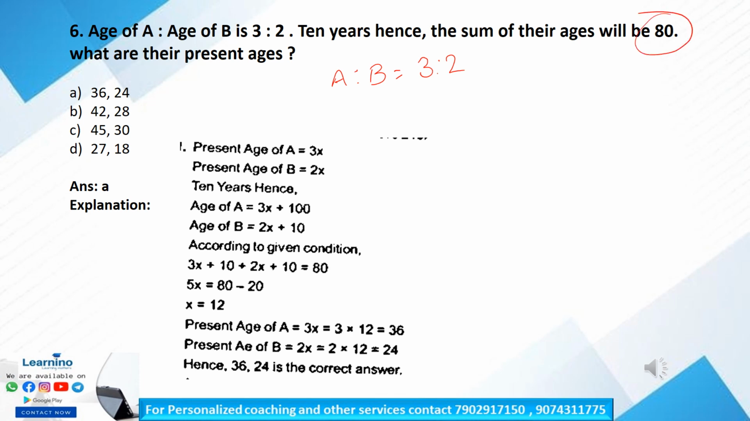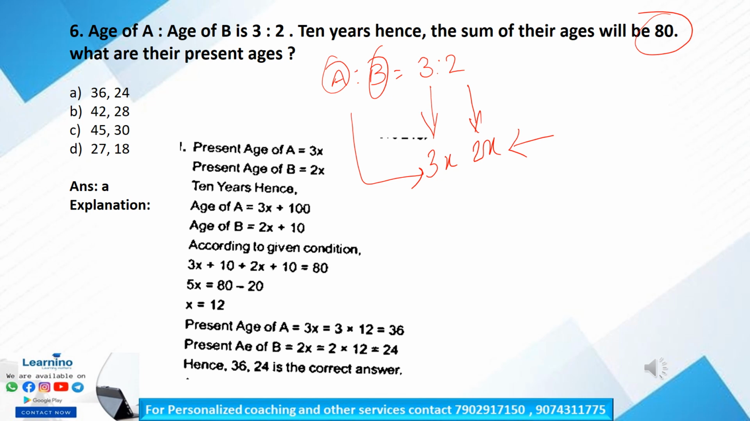What are their present ages? This is a question. So we have A and B, and their ratio is 3 and 2. So 3 is to 2 is the ratio. So what are the corresponding numbers? It is 3x and 2x. Is it clear? So the present age of A is 3x and the present age of B is 2x.